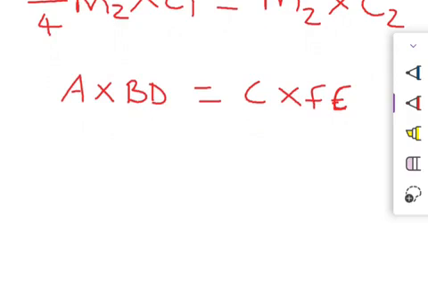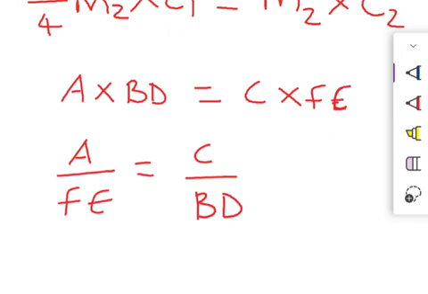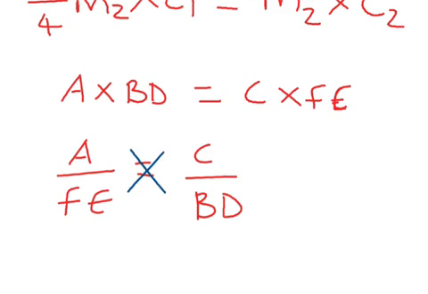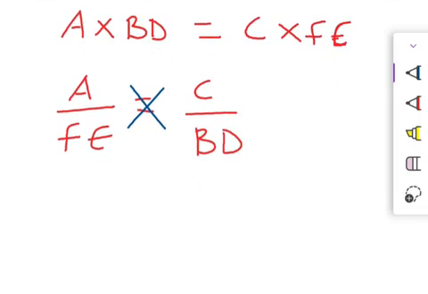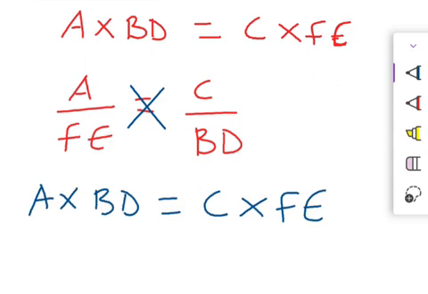Remember, we always cross multiply. If we have A over FE equals C over BD, and we cross multiply, what are we going to have eventually? What we're going to have is this. On the left hand side we have A times BD equals C times FE. So you can see that what we have here is the same as what we have here. You can see it.